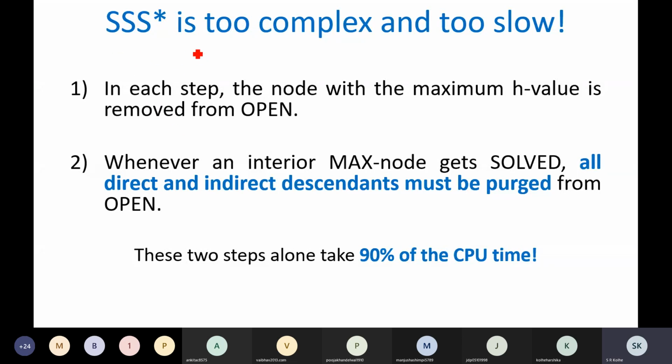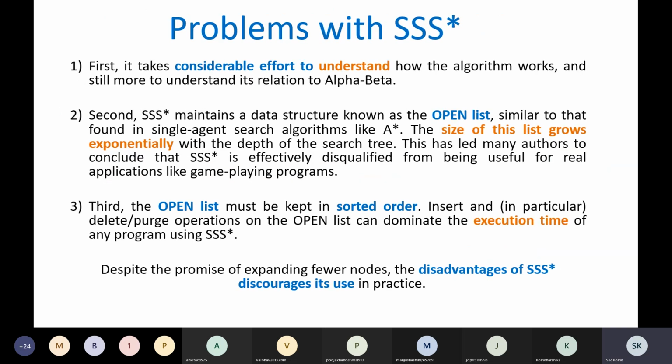Final remark, SSS star is too complex and too slow. In each step, the node with maximum H value is removed from open. Whenever an interior max node gets solved, all direct and indirect descendants must be purged from open. So these two steps, you will find out if you implement this algorithm, take 90% of the CPU time. Okay, so that's why people say that it is impractical.